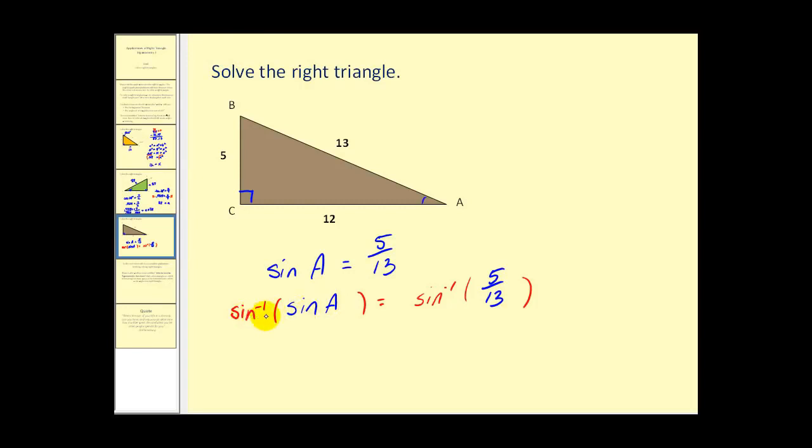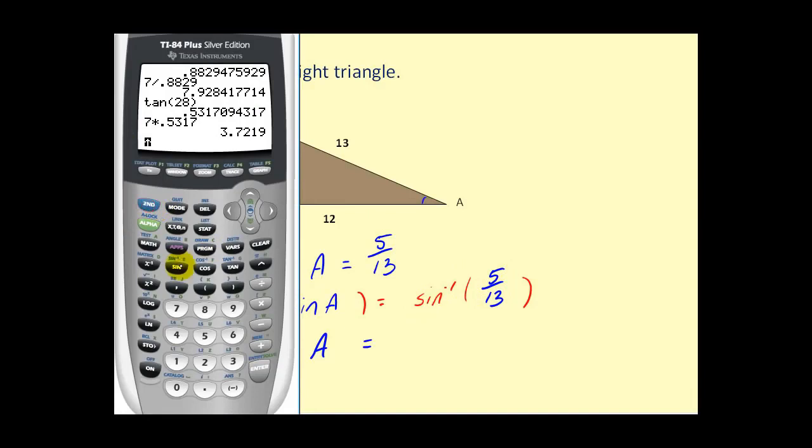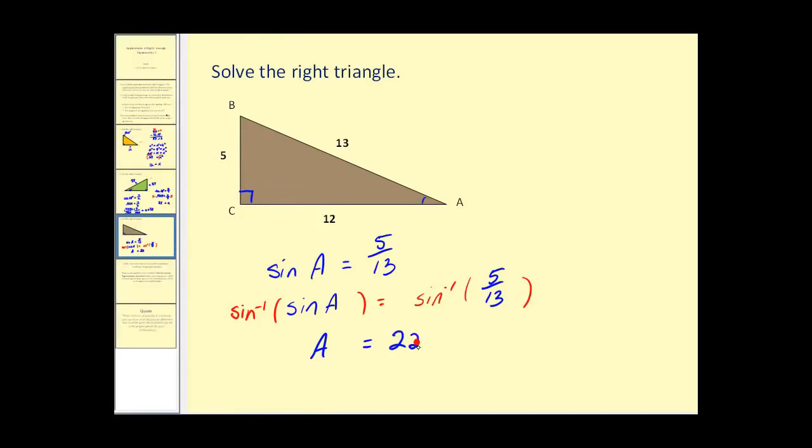And on the right, we can go to our calculator and determine this angle. Remember, inverse sine is second sine, 5 divided by 13. And the angle is approximately 22.6 degrees. So if angle A is approximately 22.6 degrees, we know these two are complementary. So 90 minus 22.6 would give us 67.4 degrees for angle B.